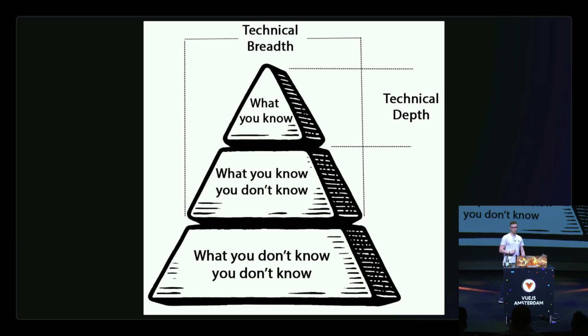The one in the middle, what you know you don't know. If we specialize in front-end, in Vue, for us, it could be e-commerce, CMS, search, payment, things we are aware of, but we are not proficient with. And finally, at the bottom, we have what you don't know. So the things that we are completely not aware of in our everyday work. Maybe it could be Kubernetes, Terraform, DevOps, cloud, you name it.